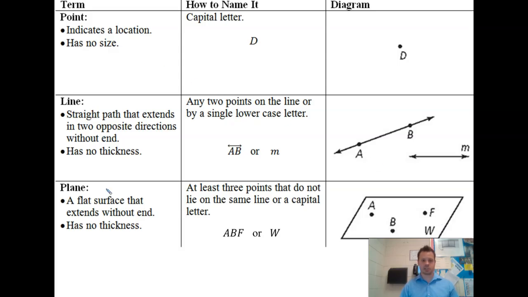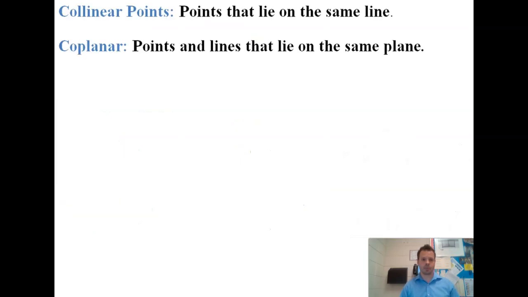Alright, so that's our points, lines, and planes, definitions you need to know, stuff we'll be using all year long here. And the last thing we'll talk about quick is the idea of collinear points and coplanar points and lines. Collinear points are points that lie on the same line. That co- prefix means with, so with the line, on the same line. And then coplanar, the same idea. Coplanar points and lines are those that lie on the same plane, again, with the plane. So collinear, same line; coplanar, same plane. All right, that's our first set of definitions.